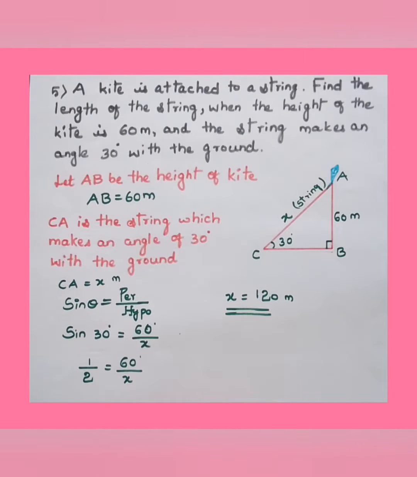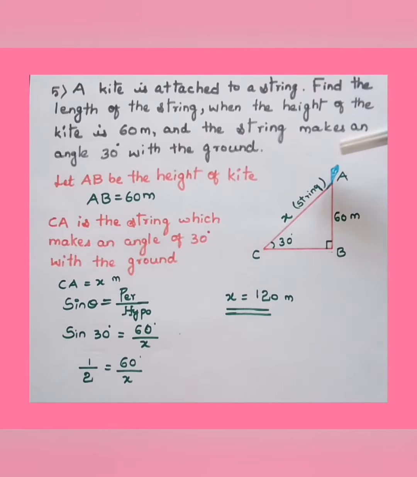Next, a kite is attached to a string. Find the length of the string when the height of the kite is 60 meters and the string makes an angle of 30 degrees with the ground. Okay, so something related to heights and distances. So it is obviously height and distance, so you can draw the reference diagram.